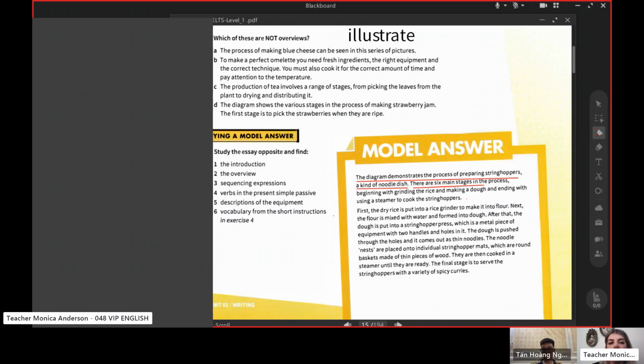Okay, just let me say something. When I say sequencing expressions, I mean first, then, next, just these words, not whole sentences. First and next and then and after that are sequencing expressions. So you don't need to say the whole sentence when I say, for example, tell me the sequencing expression, just one word: next, first, finally. And now part 4, verbs in the present simple passive.